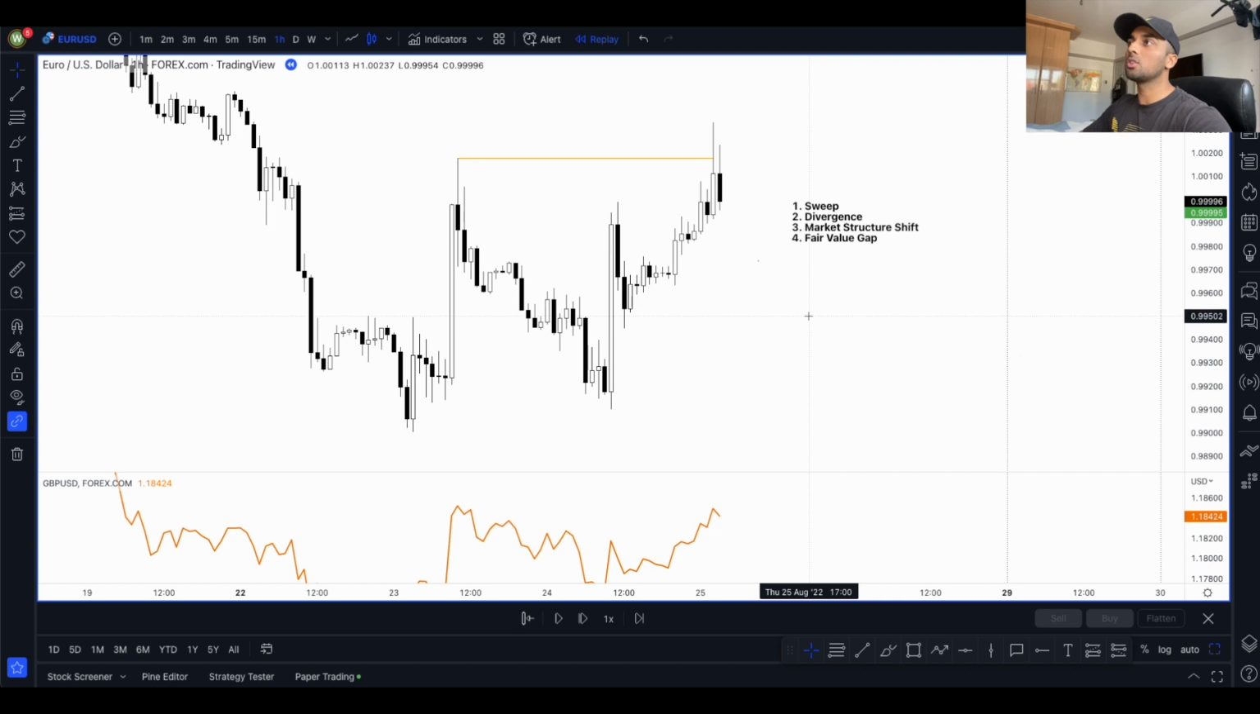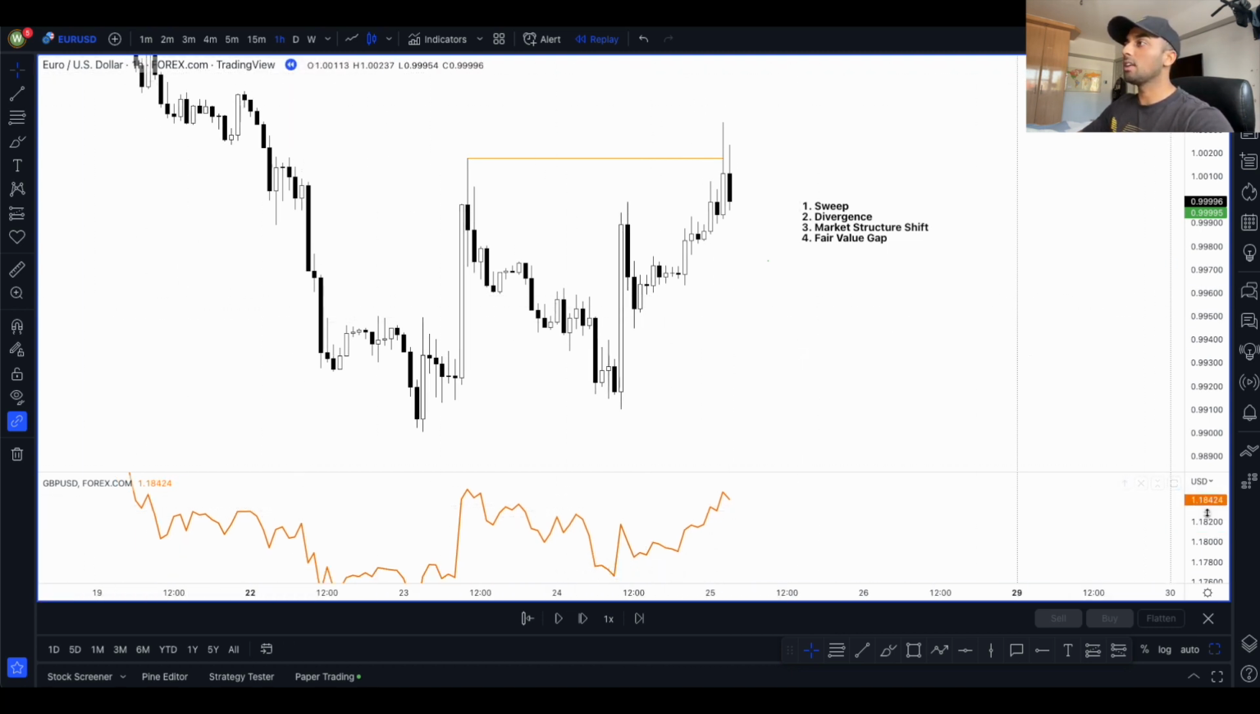And for anyone that doesn't know divergence, essentially divergence is when I'm comparing correlated pairs. So as you can see, I've got the chart of the Euro US dollar and I've got the pound below, and you can see that they're very similar. They are very similarly correlated and they're moving in a very similar way. So again, I was comparing these two charts.